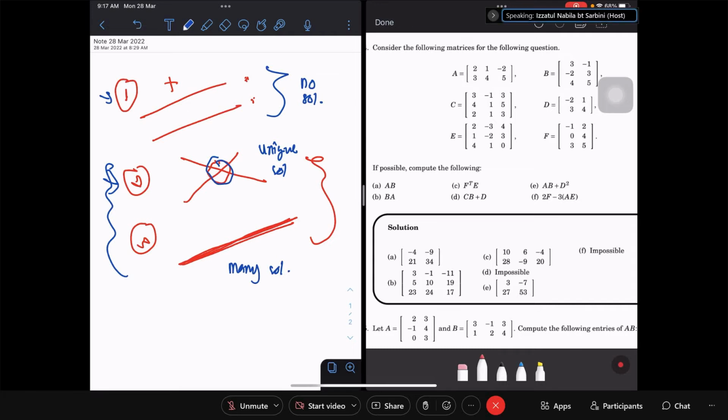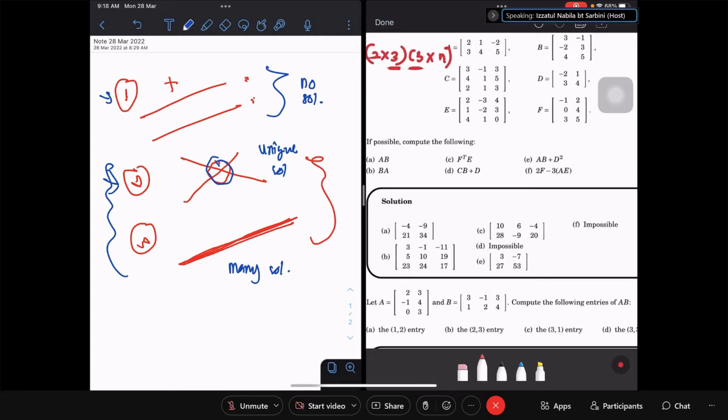Remember, multiplication cannot be done if the row and column do not match. It means that if the matrix is 2 by 3, it can only be multiplied with a matrix that is 3 by something. The inner numbers have to be the same in order for the multiplication to be possible. So always remember that. Okay, did you get the solution?